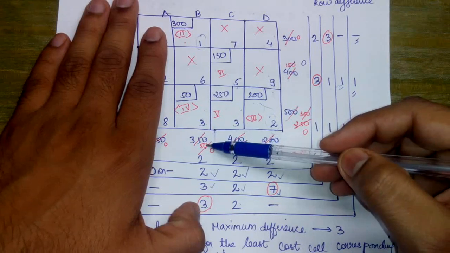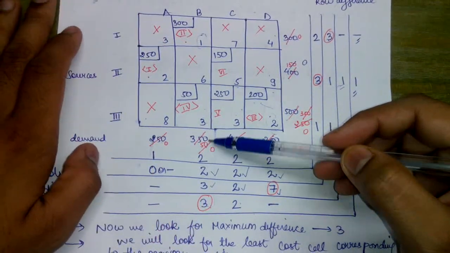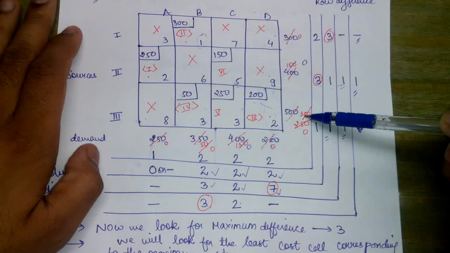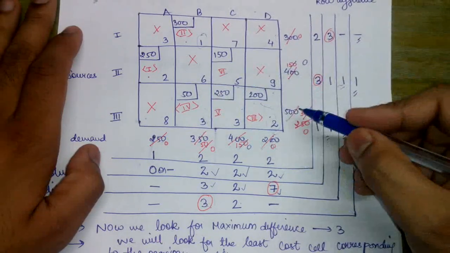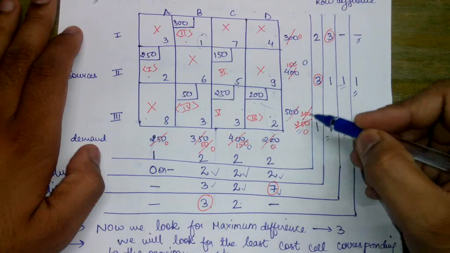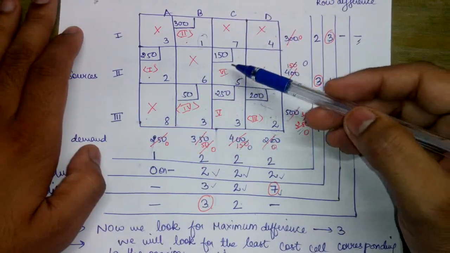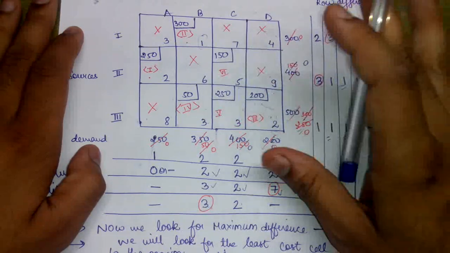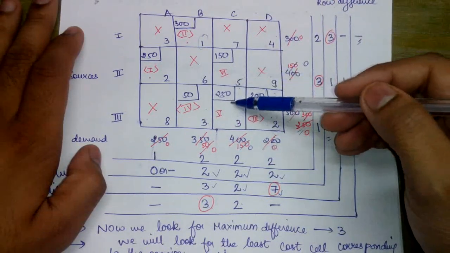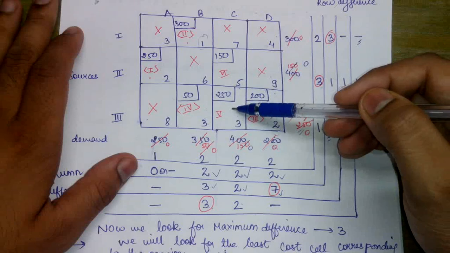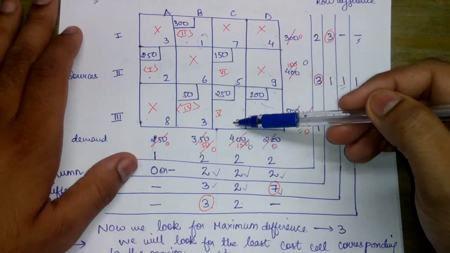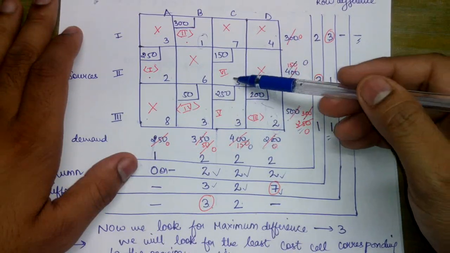Now the demand is only 50 and available is 300. So we will allocate 50, and 300 minus 50 would be 250. So this entire row goes off. Next is this one. Now we will not calculate the row and the column difference because now only 2 elements have been left. So since it is having the least cost, we will fill it first and then 5 will be filled.